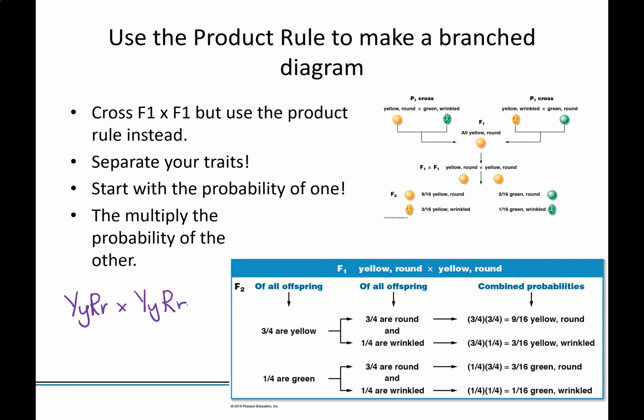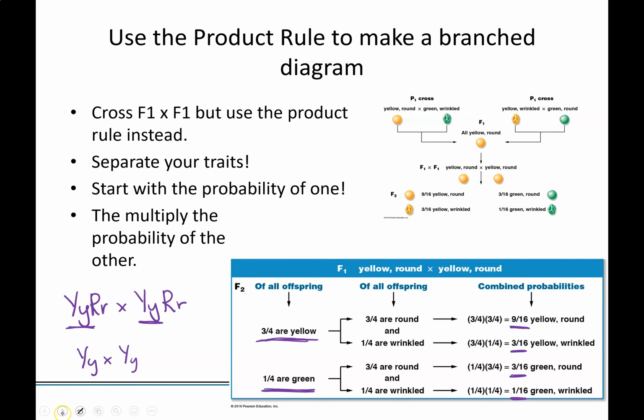cross here. The chances we would start out with one of our crosses, just one of the traits. Say Yy cross Yy. And from that, you know that 3/4 are green. So there's our first probability. Sorry, 3/4 are yellow, 1/4 is green. And then we can branch out from there. And if you look at our probabilities, you see that we verify that 9 to 3 to 3 to 1.